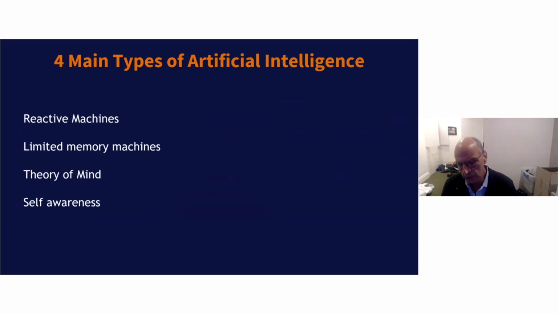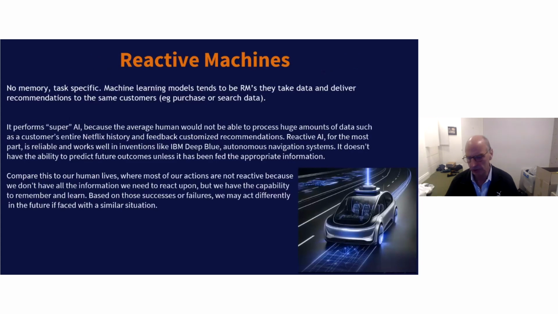So let's look at a way to categorize artificial intelligence. There's really four categories, and I'll go through all of them. You can see them on the slide. The first one is reactive machines. These are the most basic form, where there's no memory. It's very task specific. These machine models tend to take data and then deliver a recommended outcome. We call it superpower because of its ability to aggregate huge amounts of data.